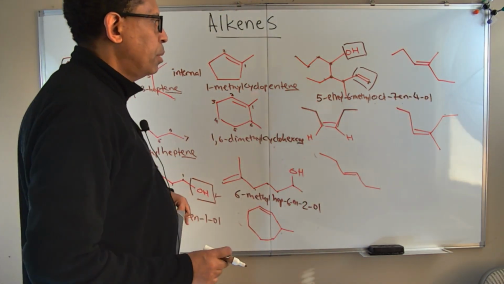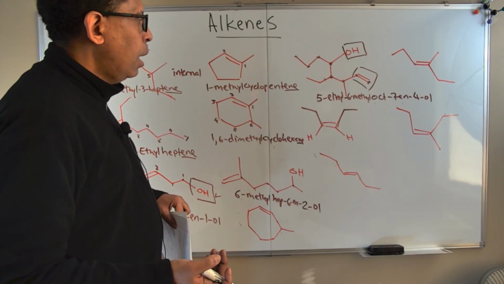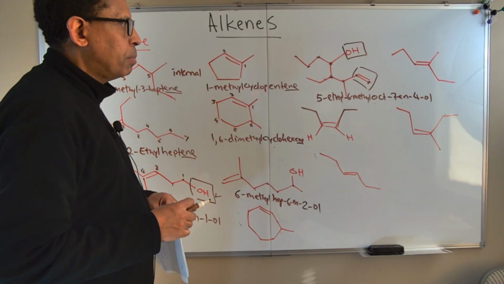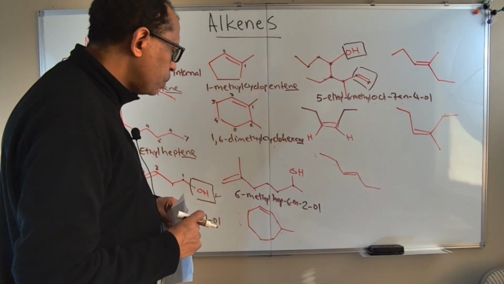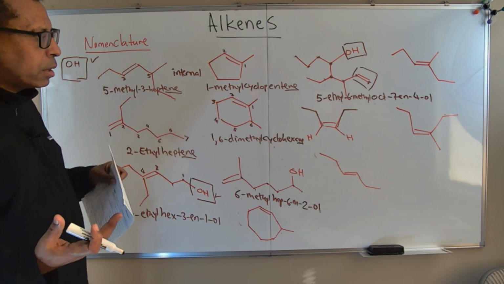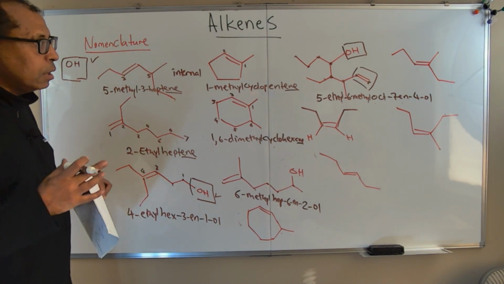So at 7 position I have a double bond. At 4 position I have alcohol. At 5 position I have ethyl, and at 6 position methyl. So it needs a lot of practice and a lot of exercises. You can get it easily.